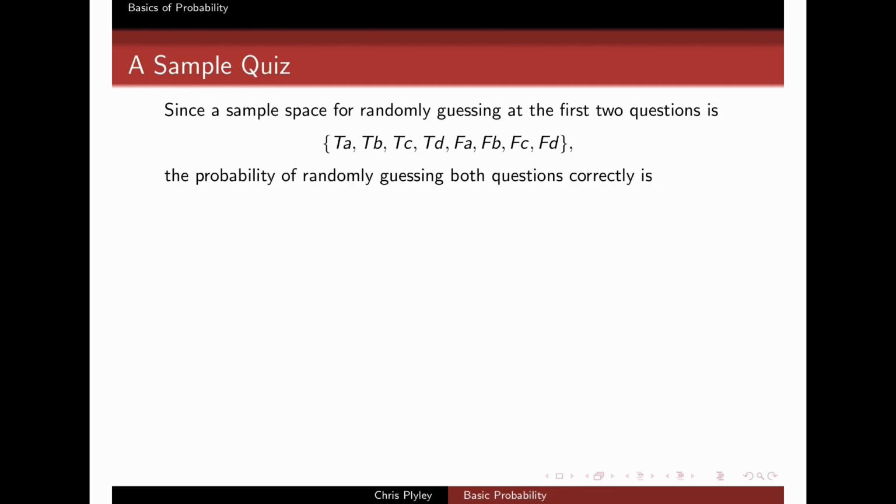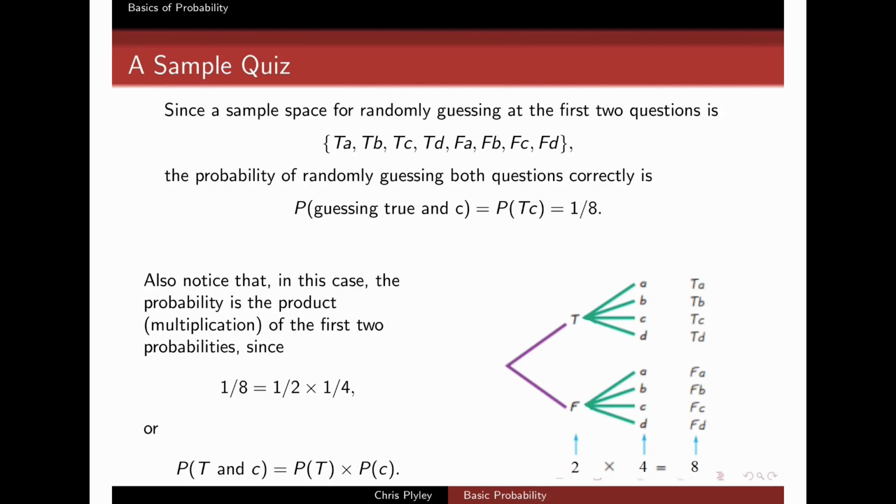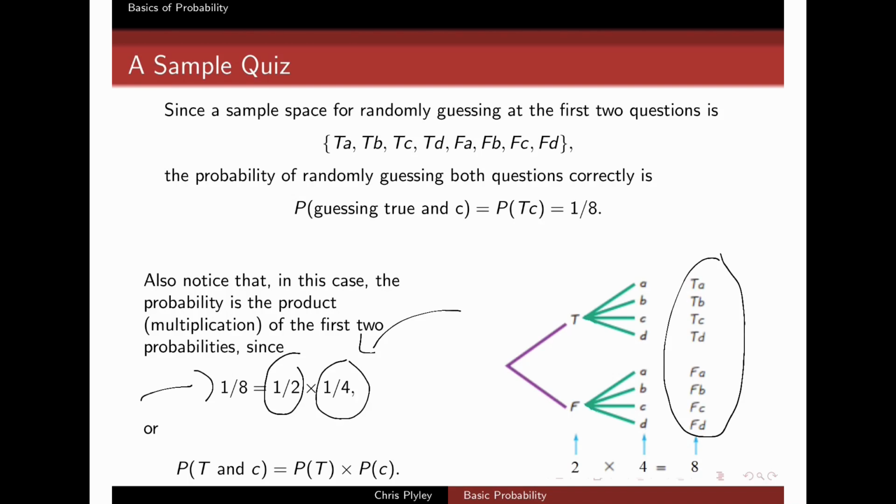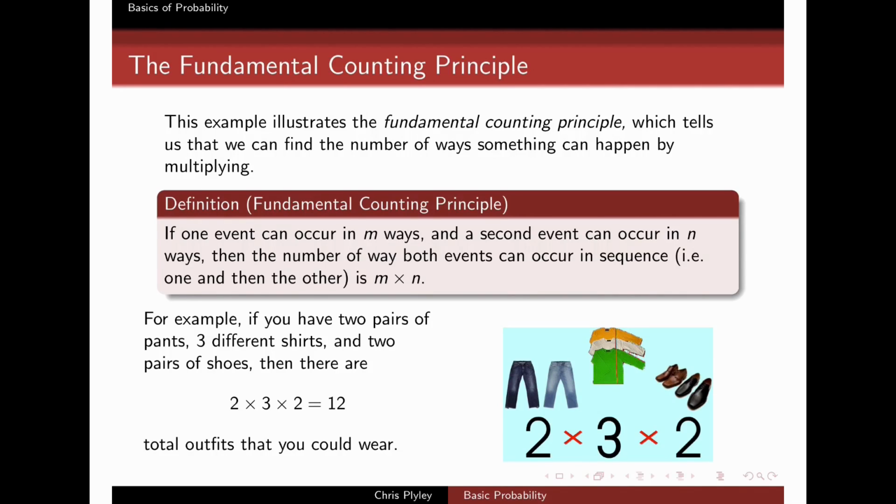And notice that the probability of guessing the second question right is 1 out of 4. The probability of guessing the first question right is 1 out of 2. And the probability of closing my eyes and picking one of these answers and getting it right is 1 out of 8. In other words, these 2 probabilities multiply to give me the probability of getting both questions right. And so what this example illustrates is something called the fundamental counting principle.